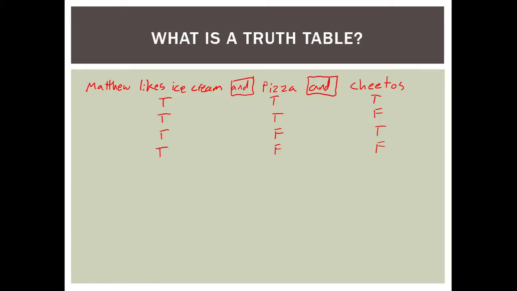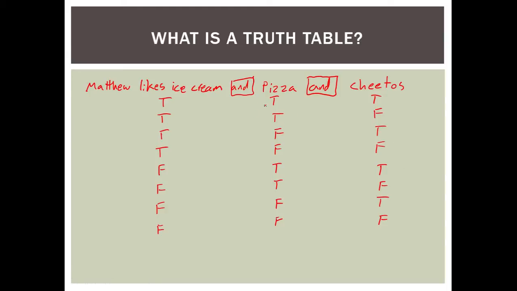Now we've got to go through all these combinations with false for ice cream. So it could be false that I like ice cream, true that I like pizza, true that I like Cheetos; false that I like ice cream, true that I like pizza, and false that I like Cheetos; false that I like ice cream again, false that I like pizza, true that I like Cheetos; and finally false that I like ice cream, false that I like pizza, and false that I like Cheetos.